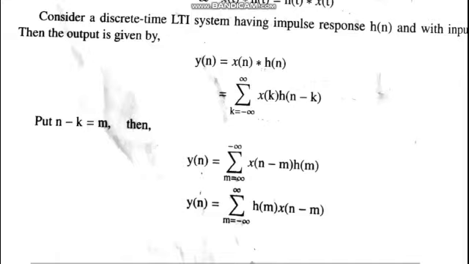Then what is the value of k? From the expression n minus k is equal to m, k is equal to n minus m. Substitute that k value here, that is x of n minus m, into what is n minus k? N minus k is represented with m, so h of m. Just substitute the value. Then y of n is equal to summation m is equal to minus infinity to plus infinity. Then interchange the upper limit and lower limit. Then x of n minus m into h of m.